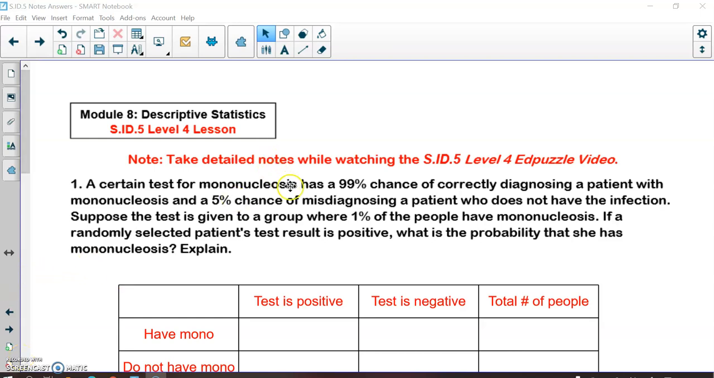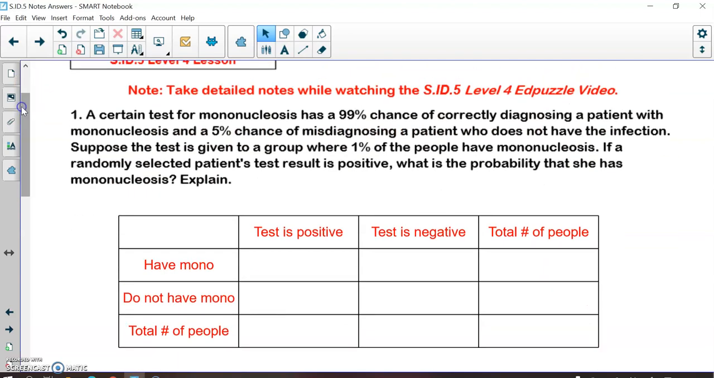So a certain test for mono has a 99% chance of correctly diagnosing a patient with mono and a 5% chance of misdiagnosing a patient who does not have the infection. So suppose the test is given to a group where 1% of the people have mono. If a randomly selected patient's test result is positive, what is the probability that he or she has mono?